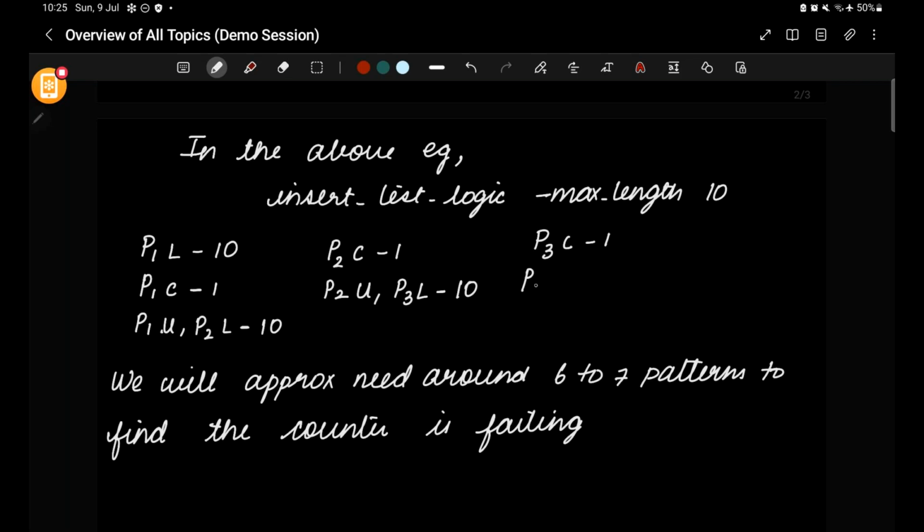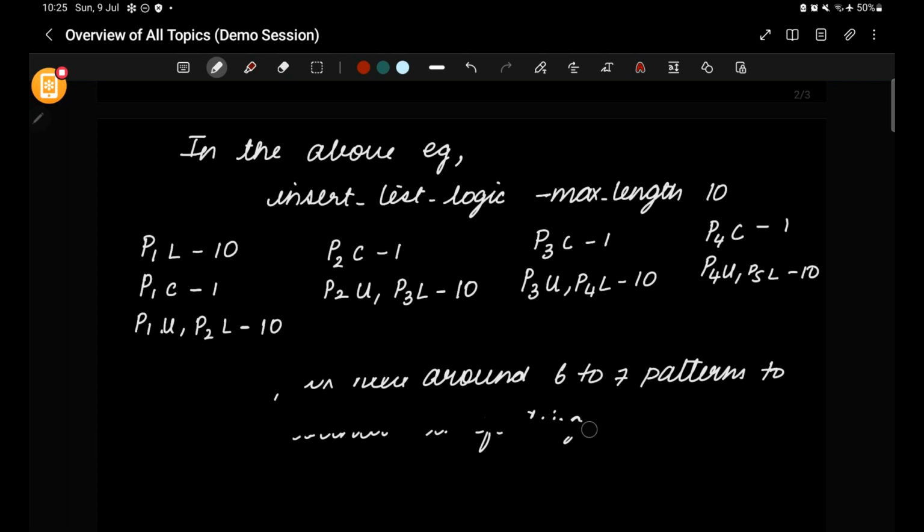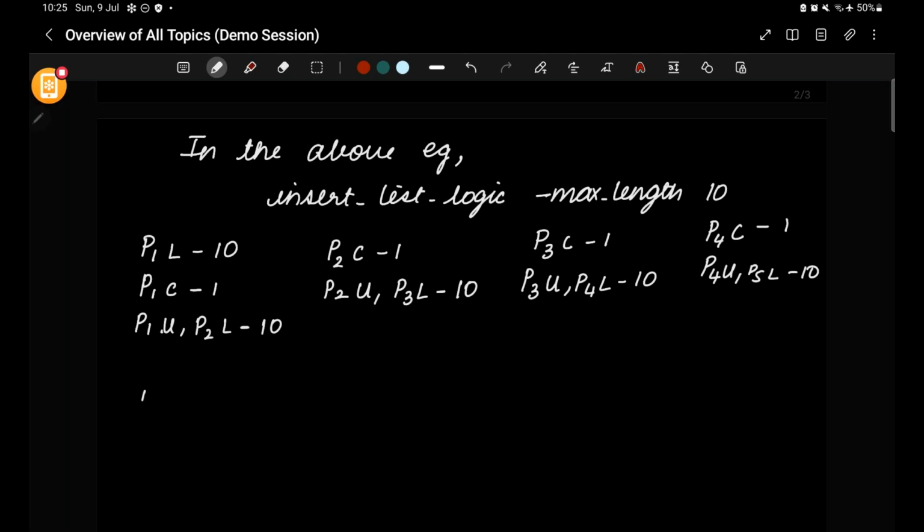Then this is pattern 3 unload, pattern 4 load. You will require 10 pulses. Then pattern 4 capture, pattern 4 unload, pattern 5 load. You will require here 10. Let me just write it below. So pattern 5 capture, 1 pulse, pattern 5 unload, pattern 6 load, you will require 10 clocks. Then pattern 6 capture, you will require 1 pulse, pattern 6 unload, and pattern 7 load, you will require 10 clocks.